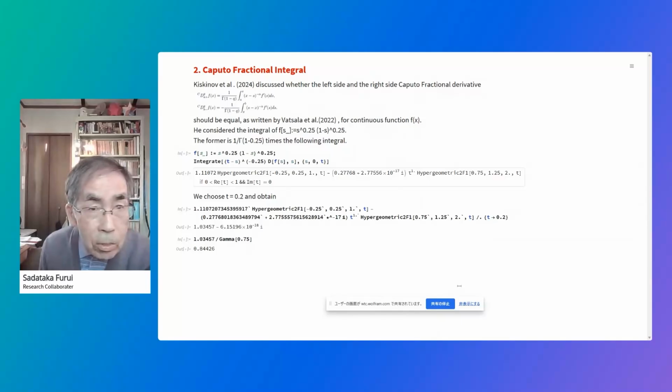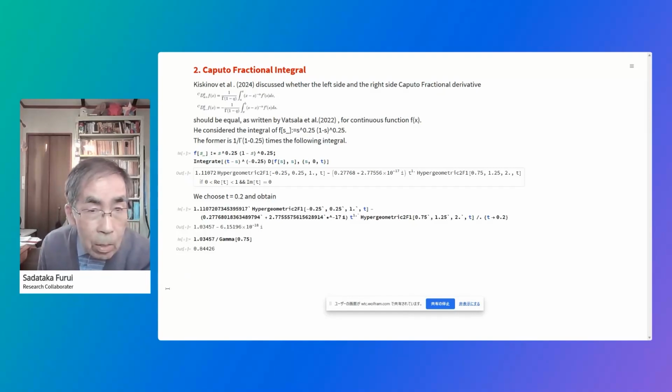About Caputo fractional integral, last year, Kiskinov et al. discussed whether the left side and the right side Caputo fractional derivatives, that are written here, should be equal, as written by Vatsara et al. in 2022 for a continuous function f(x). He considered the integral of f(x) equal to s to the 0.25 and 1 minus s to the 0.25.